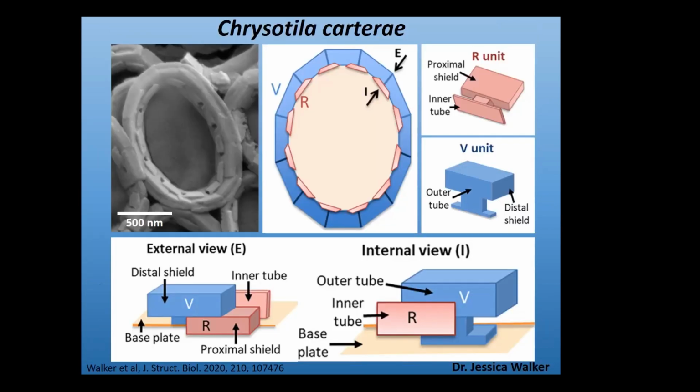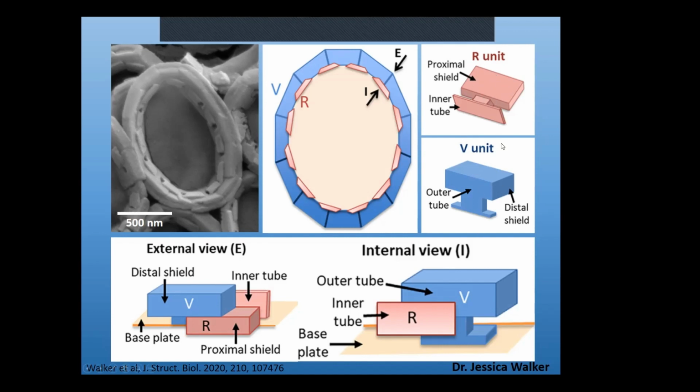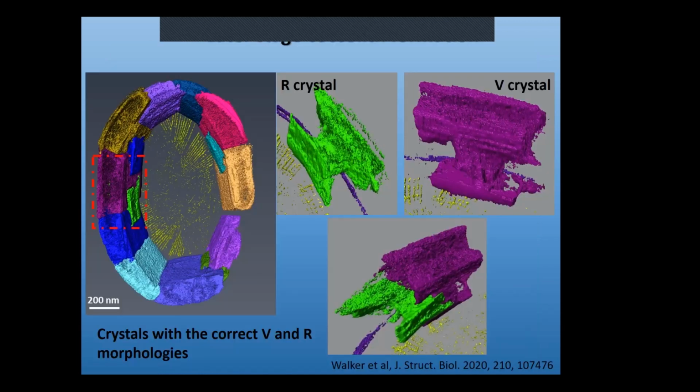Now, I'll talk a little bit about control over crystal morphology, and that again, using Chrysotila carterae as a model. And the approach that we took here was something slightly different. It was also using cryo-TEM and cryo-electron tomography. But just keep in mind the shape of the mature coccoliths, this kind of anvil shape for the R unit and V unit. So that was the work of PhD student Jessica Walker.